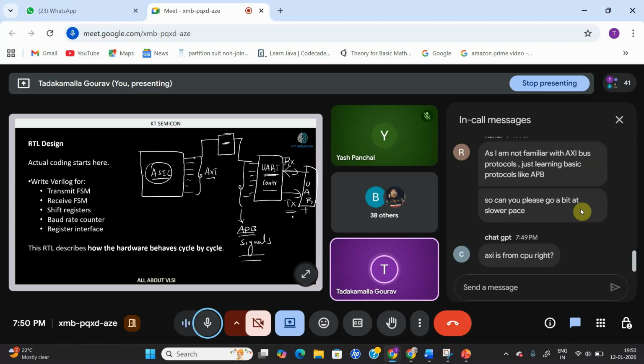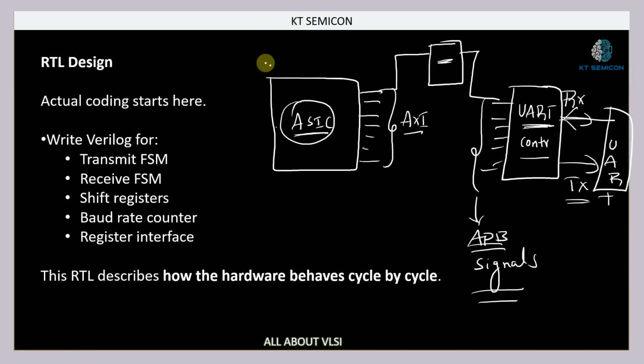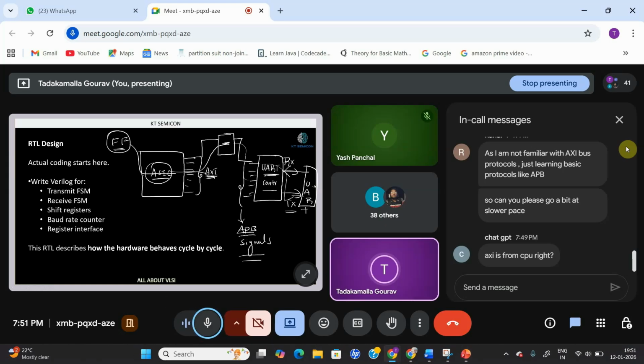Let's say the user wants to send data FF from the CPU to our UART. First of all, this data will be sent through AXI to the bridge, and this bridge will convert it into APB format, and from this APB format it is going to be converted into UART format. So this is how the process is going to happen.